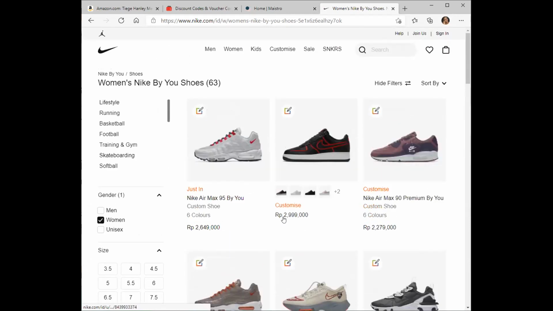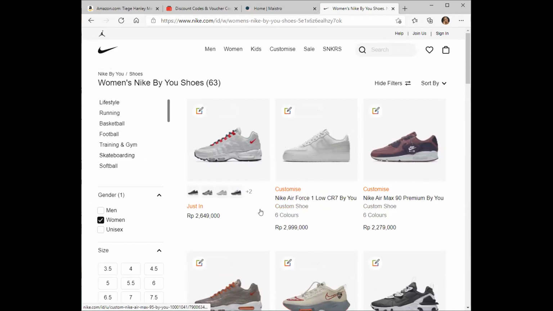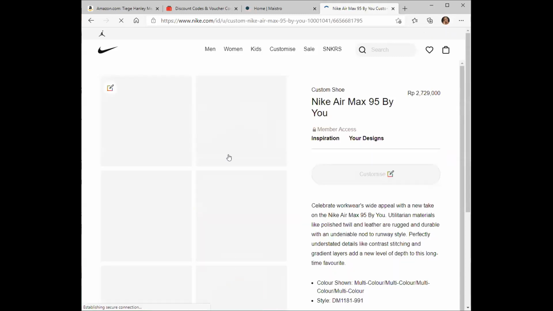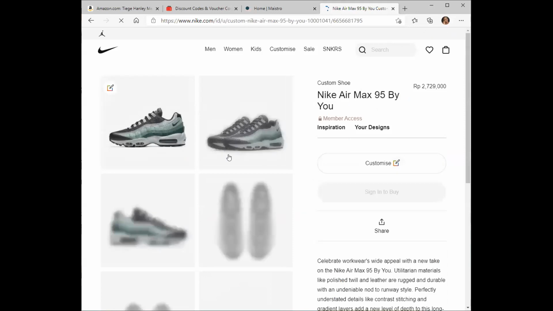Please, can we see that? So which one do we customize? Do we do the Air Max 95 or the Air Force One Low CRV or the Air Max Premium by You? Which one do we do? I think the Just In looks cool. The Air Max 95. Oh, yeah. So let's do that one. Yes, Doc. Good. Yeah, we can try that.